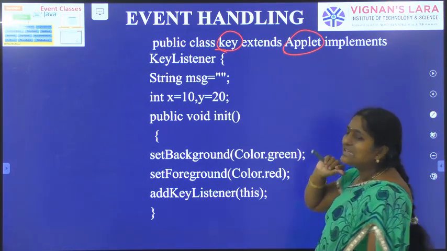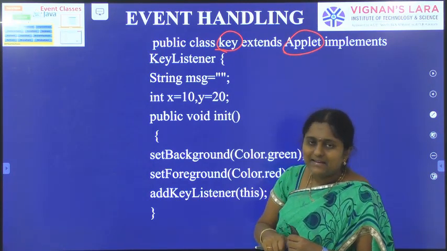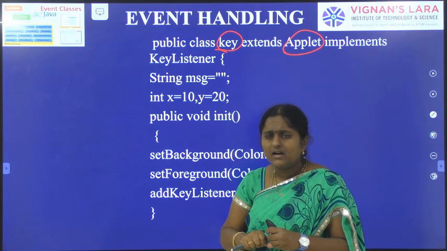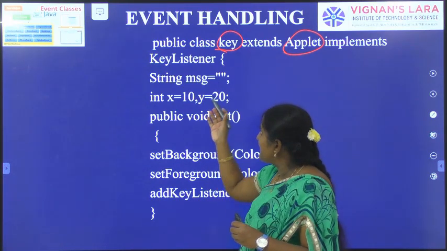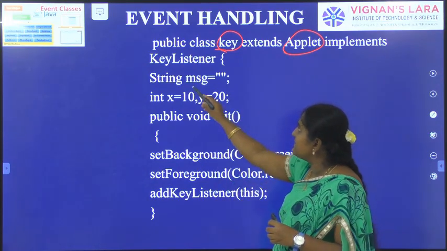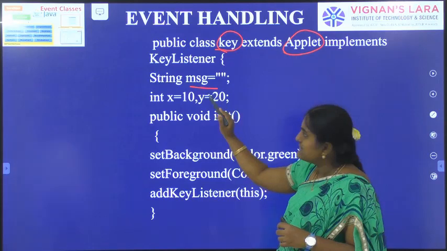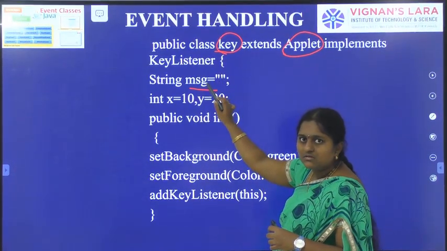So these implements KeyListener. KeyListener is the interface. Whenever a key is pressed, typed and released in a component area, key events are generated. Whenever an event is generated, the particular listener interface will handle the events, here KeyListener. So here it defines one variable, String message, and here I am enclosing double quotes.